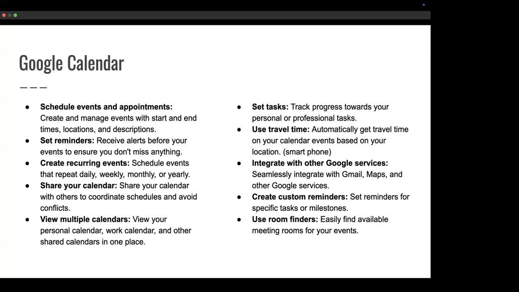Just like all the other Google stuff, it integrates with other Google services, primarily Gmail and Maps. You also have the ability to set different kinds of reminders. You have options to set different reminders for different calendars. So you can set up for yourself multiple calendars. You can have a work calendar, you can have a family calendar, you can have a personal calendar.